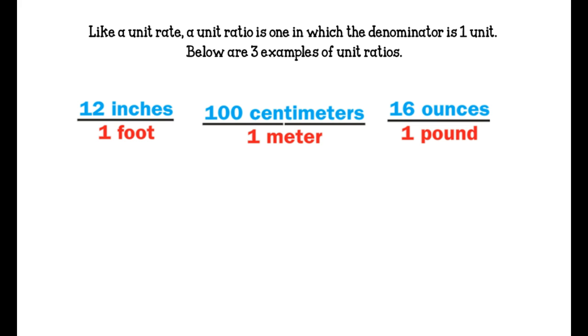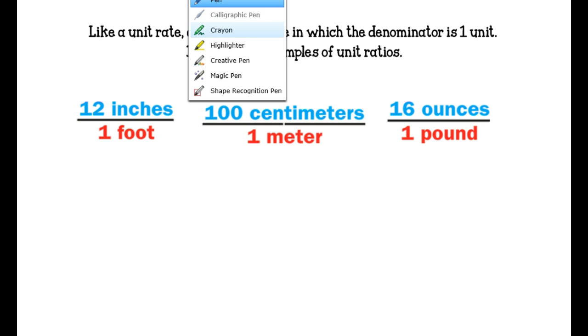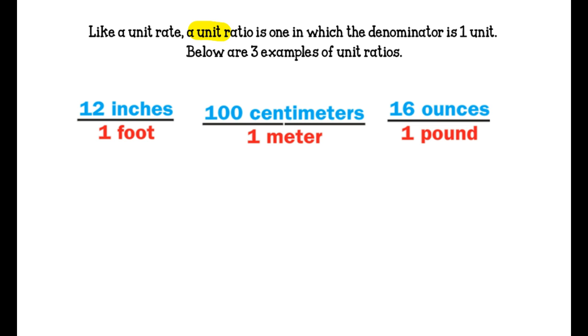So as you can see, it's not really a rate because it's not how fast we're driving. Miles per hour is a unit rate, where this is a unit ratio. It's comparing quantities that aren't referencing speed. So you have 12 inches to 1 foot, 100 centimeters to 1 meter, 16 ounces to 1 pound. So that's the difference between a unit rate and a unit ratio. And I did not highlight your vocabulary word there for you.